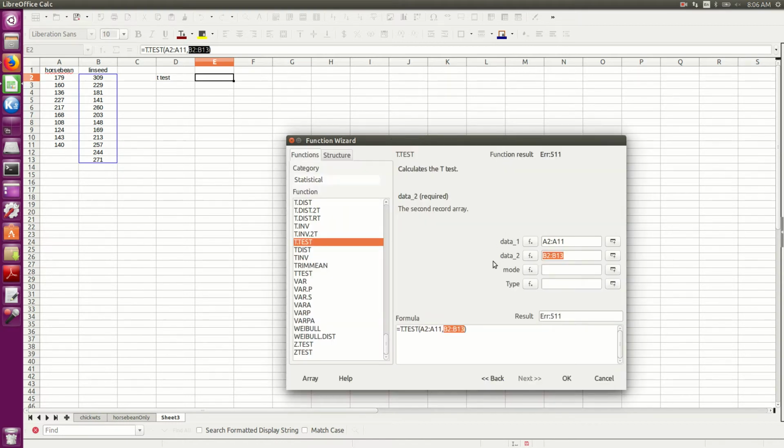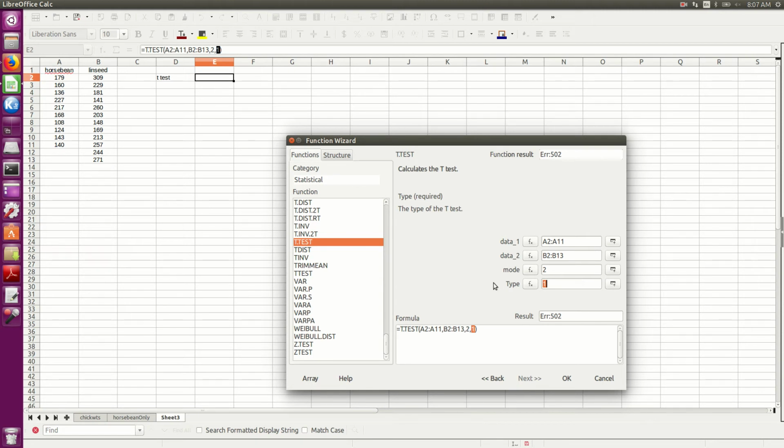So we have that. Now our mode, notice that's how many tails, so let's go with a 2-tailed test again. And type, now this is nice. I don't know why they don't say it here, but type 1 is paired and type 2 is unpaired, and so we want a type 2. Notice you get a number of 0.008 here. If I do a type 1, I get an error. Now why would that be?